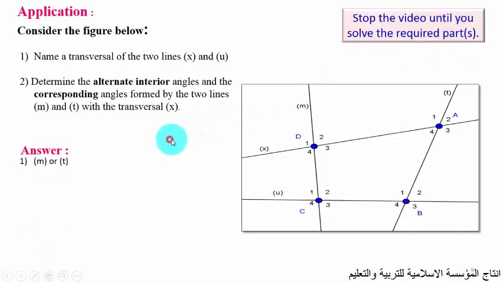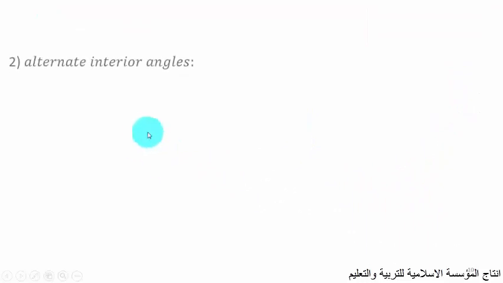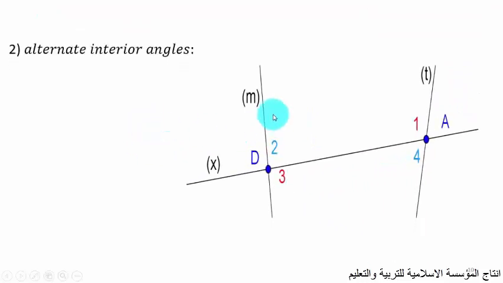Answer 1. A transversal of the lines X and U is either line M, since it cuts the two lines in two distinct points, or line T. 2. Alternate interior angles. Look for line M, line T, and X is the transversal. We can say that D3 and A1 are alternate interior angles since they are on opposite sides of the transversal. Also, angles D2 and A4 are on opposite sides of the transversal, so they are alternate interior angles.